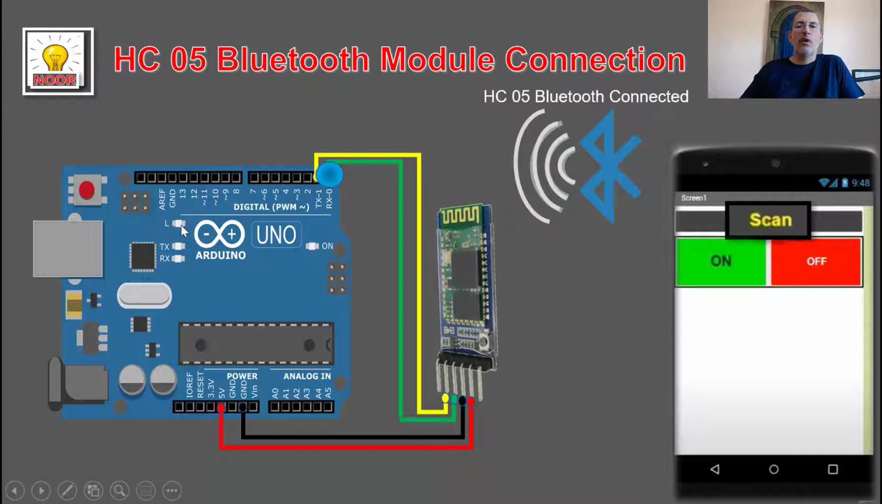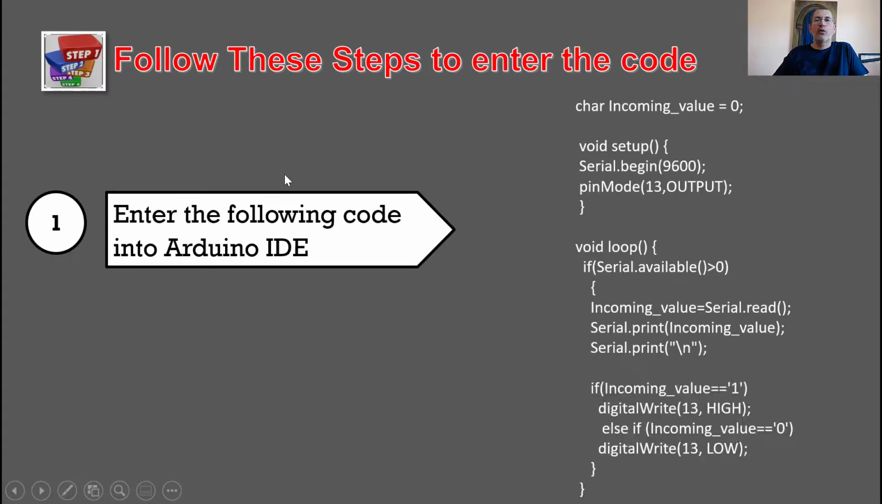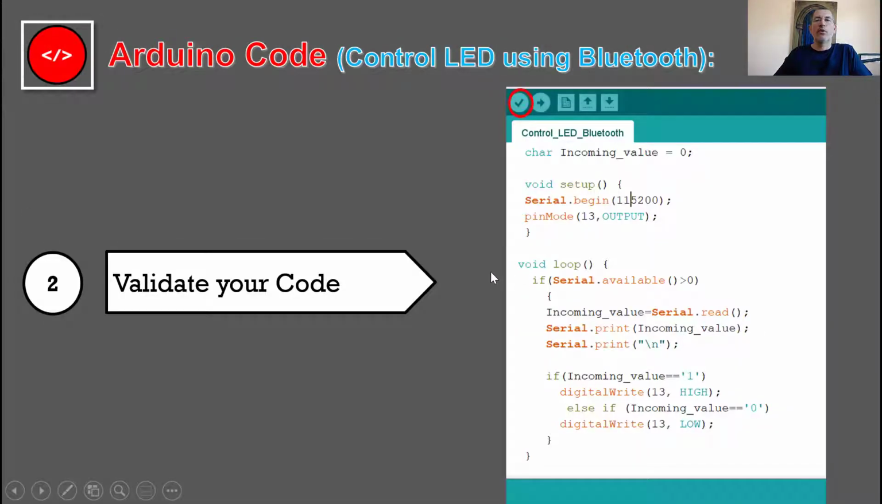We can turn it off and turn it on, and before we start coding, let's see this working. First, I want you to just take this code for now and enter it into your Arduino IDE. You have to validate your code first by clicking on this button here. I'm gonna go quickly over this code, since our purpose is really to see how we can build a Bluetooth application.